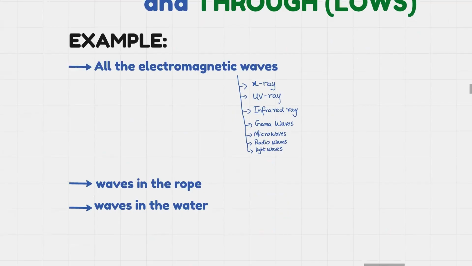Now, one more example of transverse waves: all the electromagnetic waves like X-rays, UV rays, infrared rays, gamma waves, microwaves, radio waves, and light waves. The seven waves we discussed in our previous lecture as well. These are examples of transverse waves. Also, the waves that are created in a rope, and the waves in water, are a prime example of transverse waves.